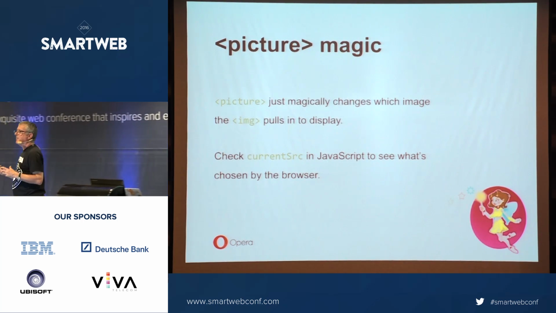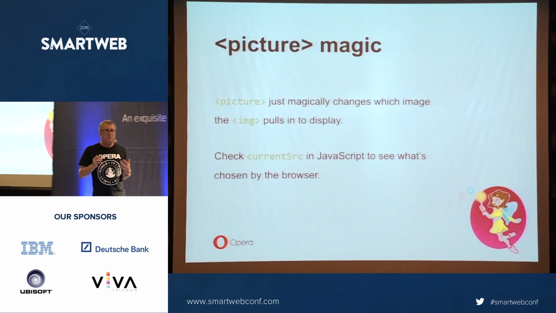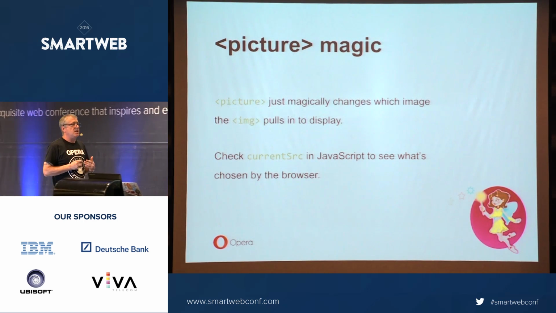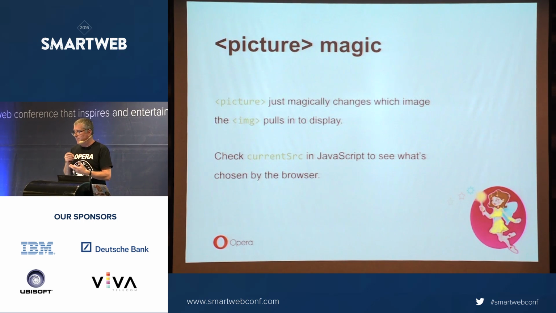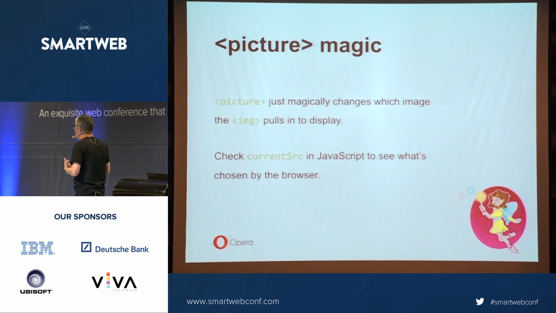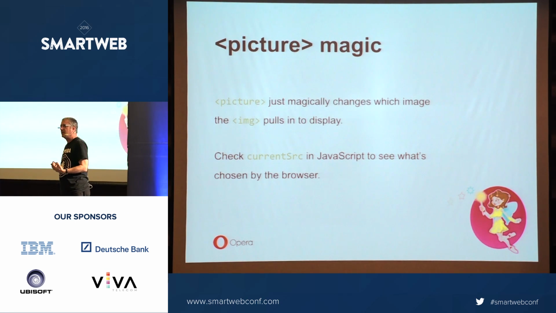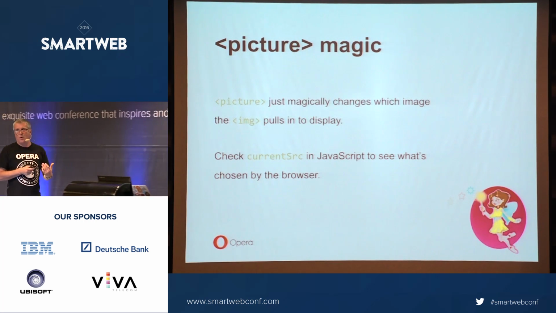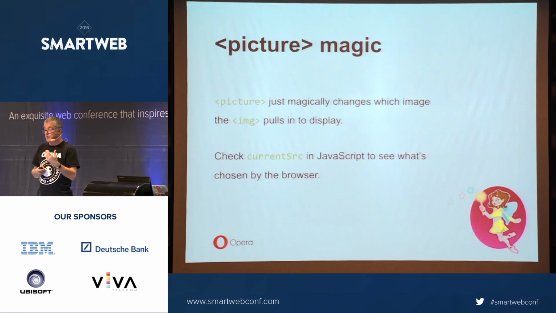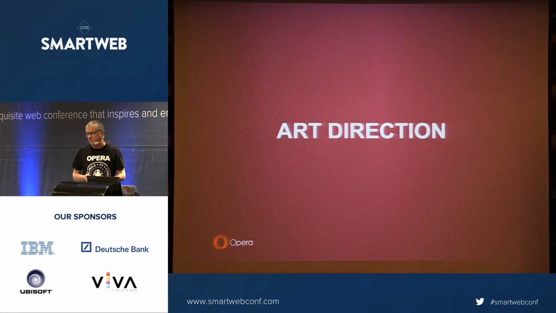Note that the picture element doesn't actually do anything there. It's just a magical wrapper. Conceptually, what happens is all of the different things, the sizes, the W, the source set attributes, that controls what's actually pulled into the image element. The picture element is like a magical span. If you want to know what image the browser is actually showing, use current src in JavaScript.